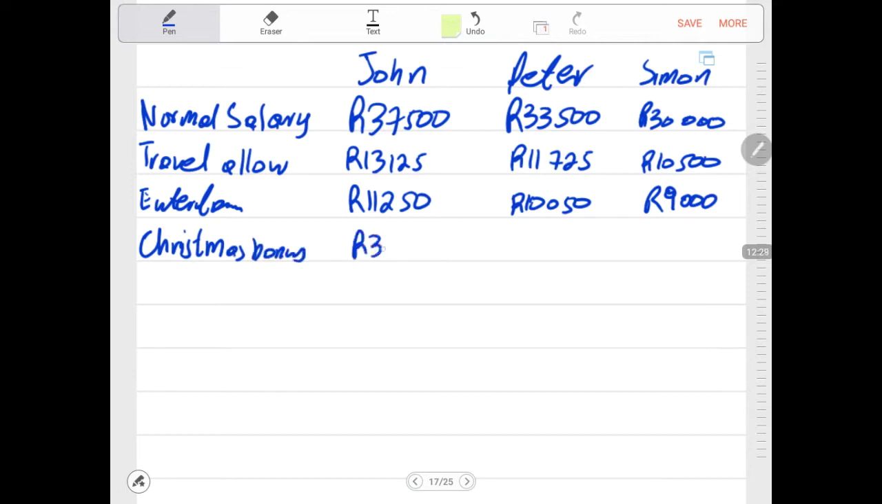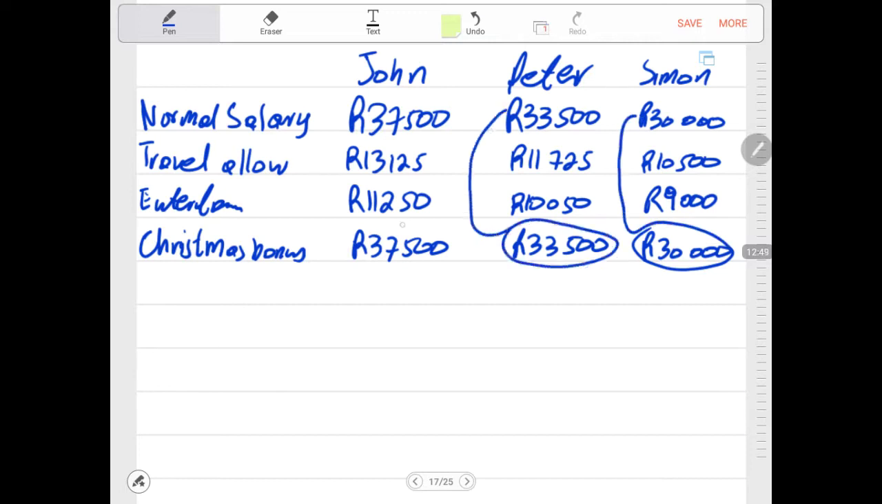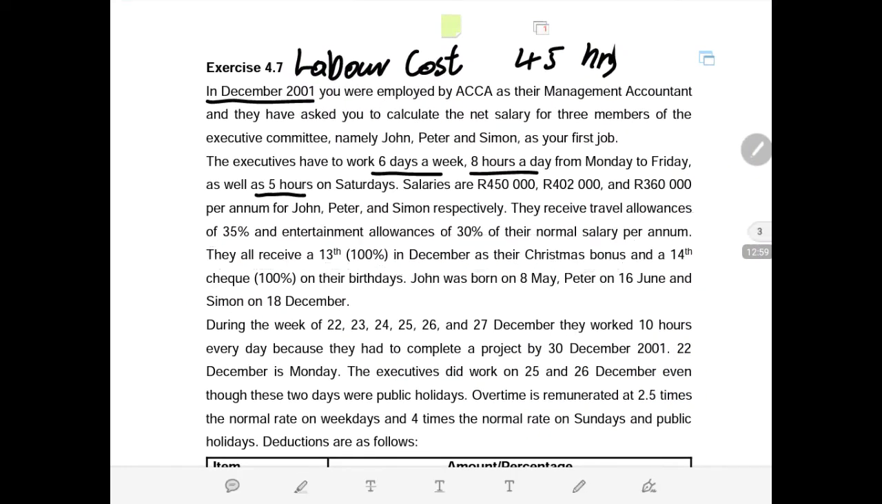This one will receive 37,500, and this one will receive 33,500, and the last one will receive 30,000 rands. Remember, the salary is 100%, the bonus is 100% of their normal salary. So we have taken into account now the 13th check. So they get well paid, honestly, in this month of December.